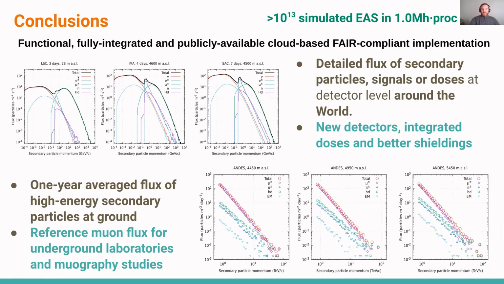The main conclusion of this work is the deployment of ONEDataSim, a functional, fully integrated, FAIR compliant, publicly available, and cloud-based service based on the ARTI and the MEGA frameworks. All the produced data up to here correspond to the simulation of more than 10 to the 13 cascades in 1 million CPU hours, and will be also publicly available after a short embargo period. This new development allows us to calculate the signals or the radiation dose expected above, at, and even below the Earth's surface at any place in the world and under time-evolving atmospheric and geomagnetic conditions.